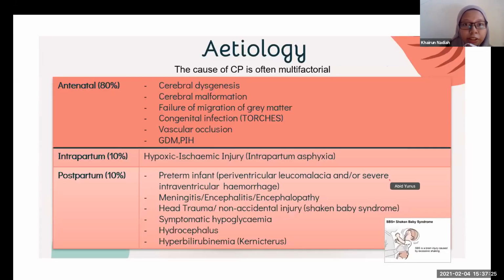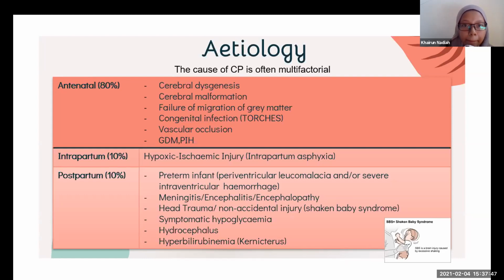So for the etiology, it is often multifactorial. However, you can see that the antenatal causes account for 80%, and I think you can read the causes. For the intrapartum, about 10%, and for the postpartum, about 10%.